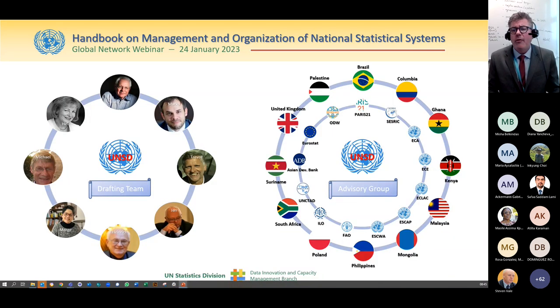Now, of course, we have not done that alone. We had first a beautiful drafting team. All these senior experts have been working with us, not all at the same time, of course, but all of them have been working extensively with UNSD: Halgrimur, Marco, Trevor, Jan, Heinrich, Marge, Michael, and Haley. You have the pictures here. It was not always easy to find all these pictures, but I would like to thank them once again.